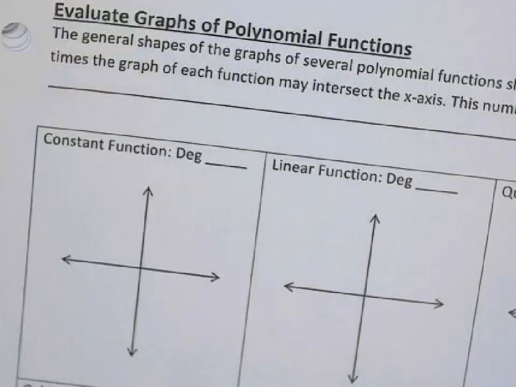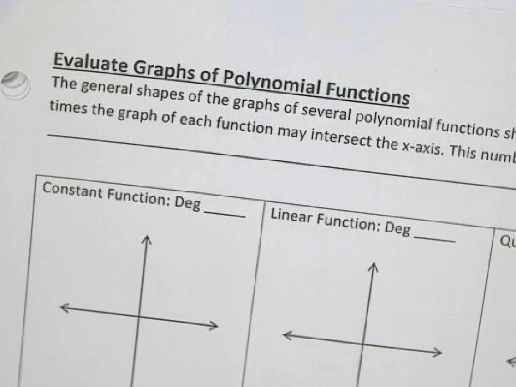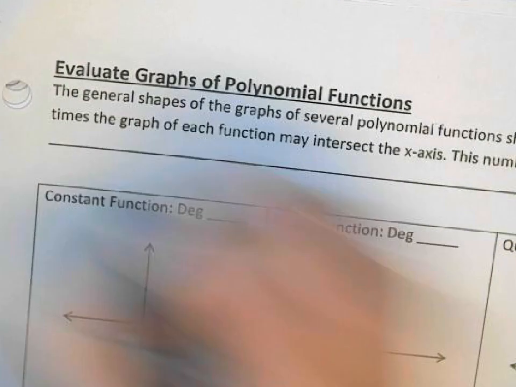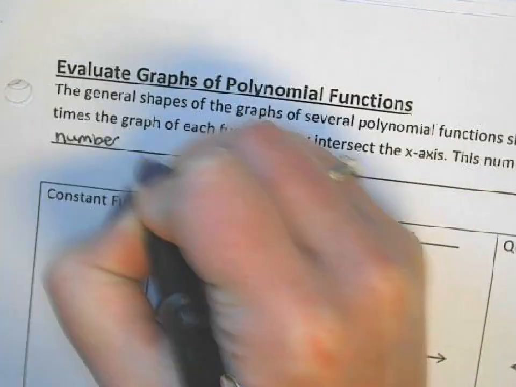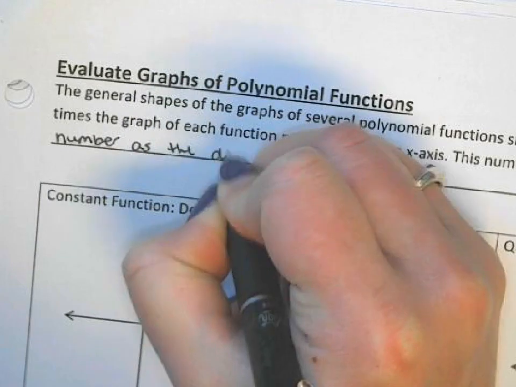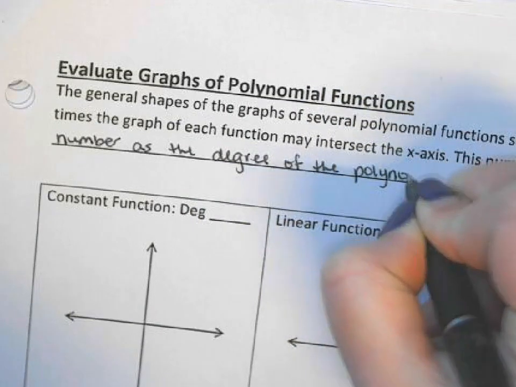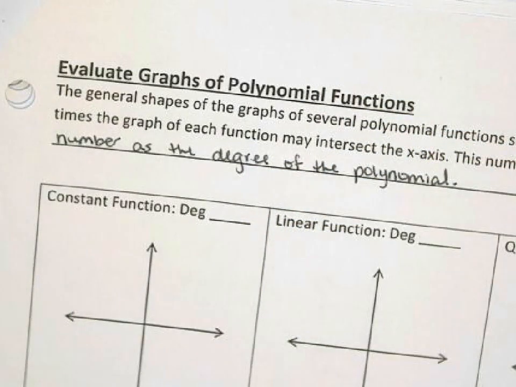So let's look at the graphs of polynomial functions. The general shapes of the graphs of several polynomial functions show the maximum number of times the graph of each function may intersect the x-axis. Okay. This number is the same number as the degree of the polynomial. And you guys have already looked into this a little bit.